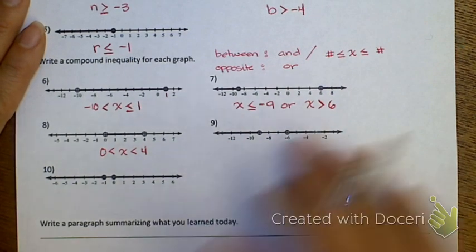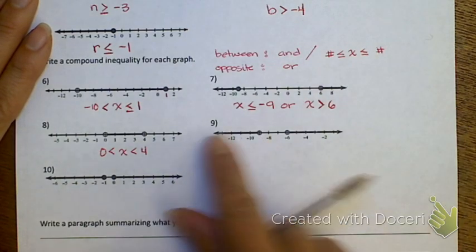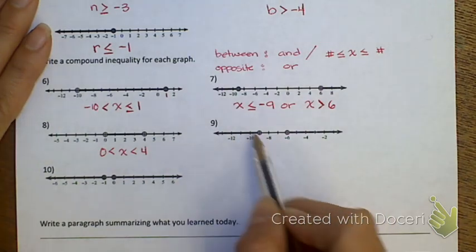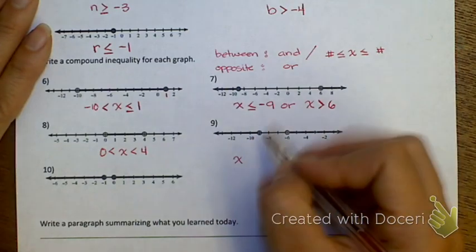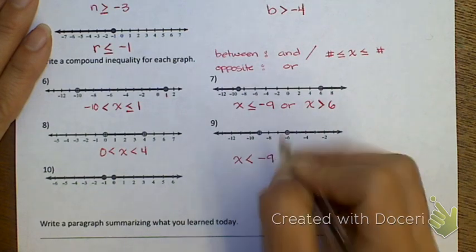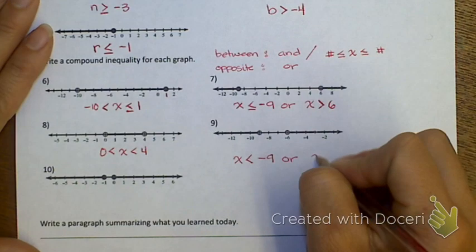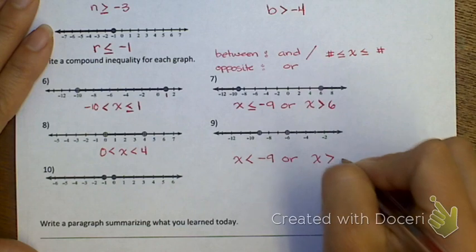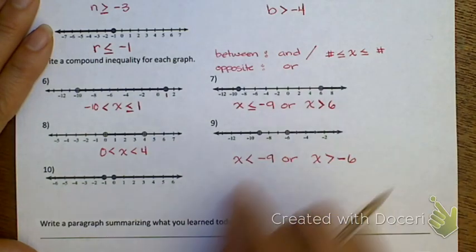Okay, on problem number 9, we have inequalities going in opposite directions. So I'm going to go ahead and look at the first one. This number looks like it's between -10 and -8, so that's at -9. So x is less than -9. No line here. Or x is greater than -6. Neither of these get a line.